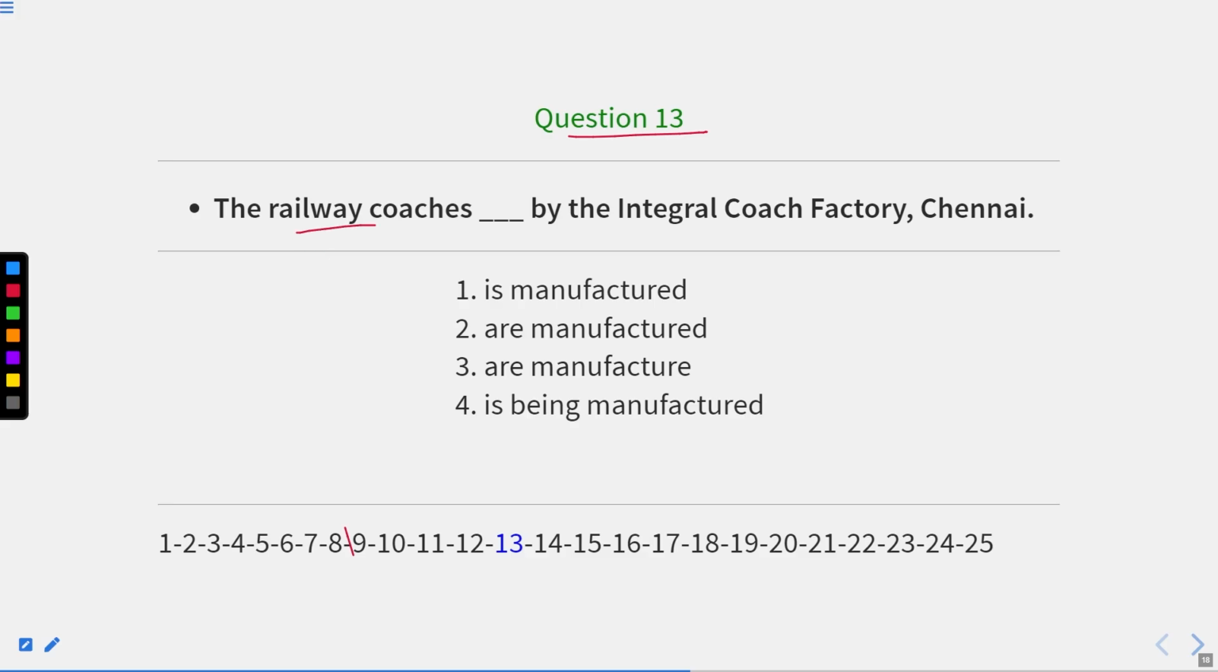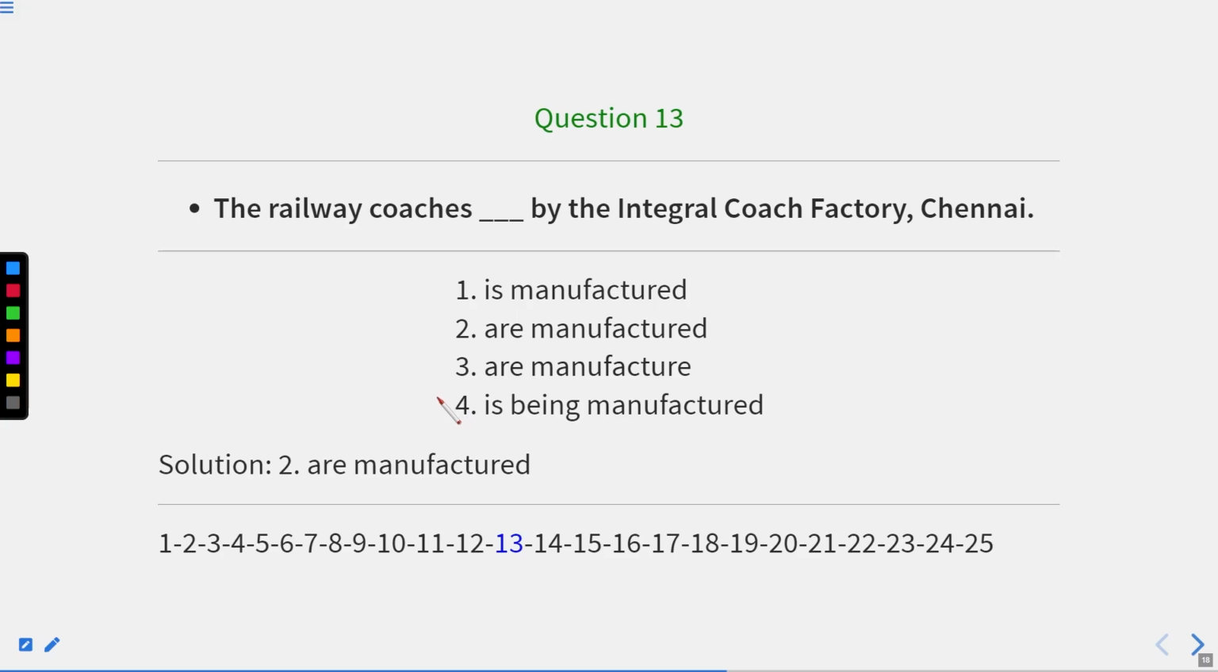Now this is question number 13. The railway coaches dash by the Integral Coach Factory, Chennai. Now obviously we know well that Integral Coach Factory manufactures railway coaches, and this is their profession. If it is their profession or their work, obviously we will make these type of sentences into present indefinite. So is manufactured, but we are talking about coaches, which is plural, and if it is plural, it needs a plural verb. So are manufactured, are manufacturers being, no, not this one, but we need the second one, that are manufactured. So here second will be the correct answer.